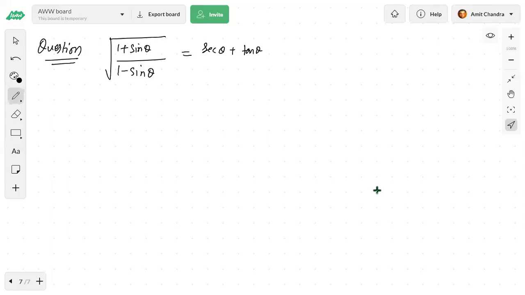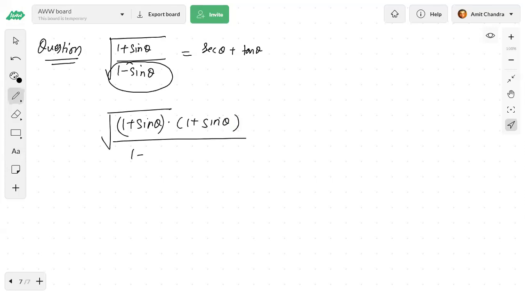So see, to solve this, what we can do, this is in the denominator. So we can take the conjugate of the denominator. If I take the conjugate of the denominator, what will I get? Root of (1 plus sine theta) into (1 plus sine theta) upon (1 minus sine theta) into (1 plus sine theta). I have multiplied with the conjugate of the denominator in numerator as well as denominator, so it won't make any difference.